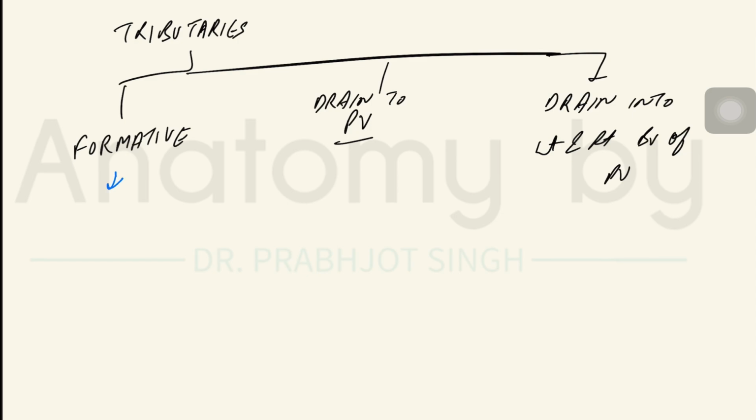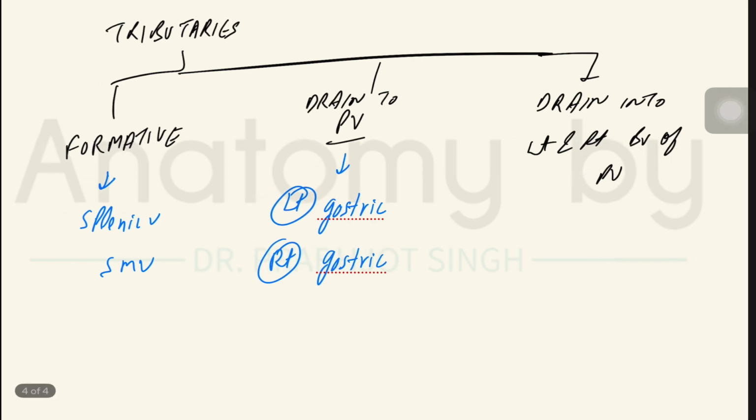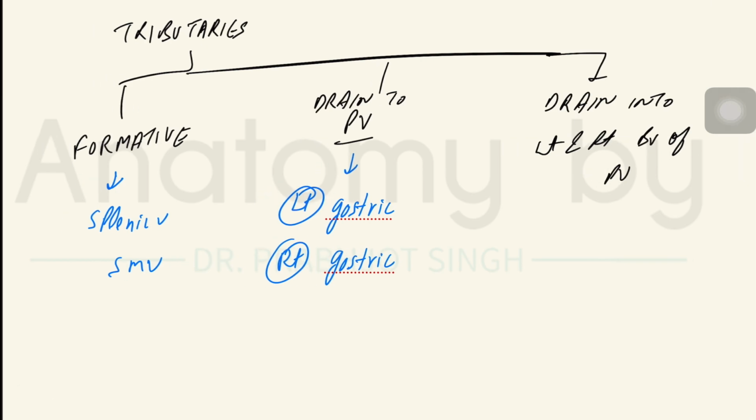So now let us talk about these. The formative ones are your splenic vein and superior mesenteric vein. The ones that drain into the portal vein are your left gastric and right gastric. And the ones that drain into the left are basically your para-umbilical veins, and the ones that drain into your right is basically your cystic vein.